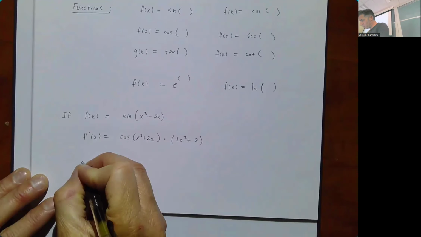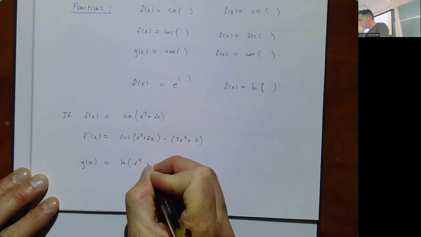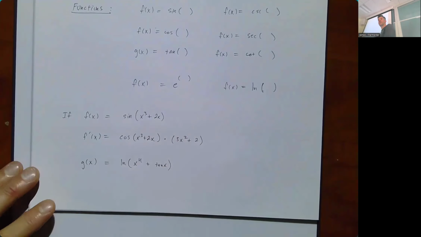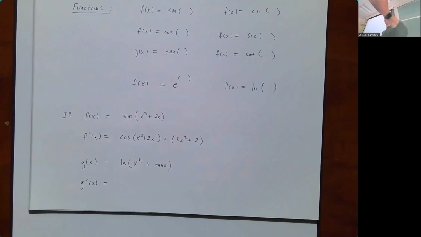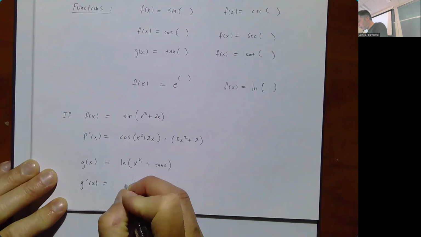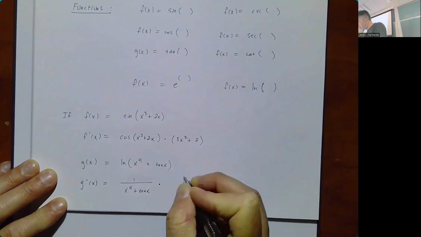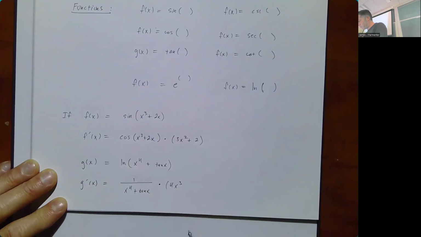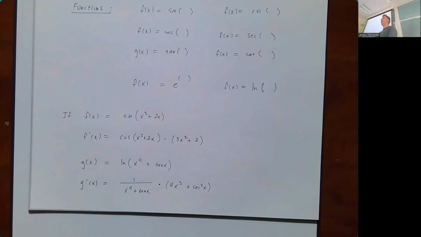Cool. So if your function is, say, the natural log of x to the fourth plus tangent of x, then the derivative, well, the derivative of the natural log of x is 1 over x. So the derivative of the natural log of some stuff is going to be 1 over the stuff. And then just like last time, we have to multiply by the derivative of the stuff, which is 4x cubed plus secant squared x. All logs, but if your base is different, then we have an additional thing to look for.